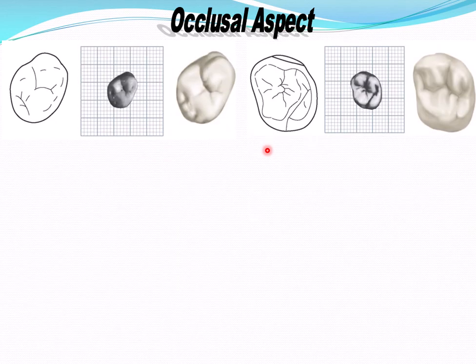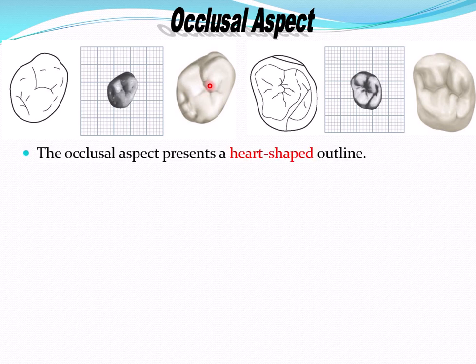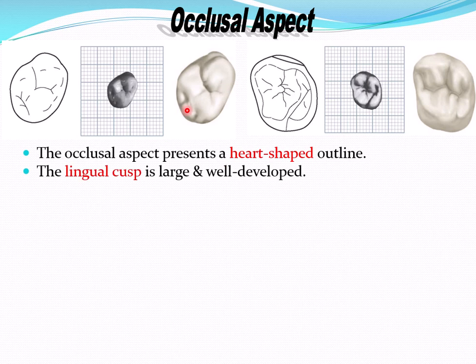The occlusal aspect: the picture is very clear here. This is the rhomboidal shape of the maxillary left second molar. This is the heart shape of the maxillary right third molar. The difference in the occlusal aspect is a heart-shaped outline. See how it looks like a heart. Why? Because the distolingual cusp is either poorly developed or absent, and the lingual cusp is large and well developed. See, it is clear.